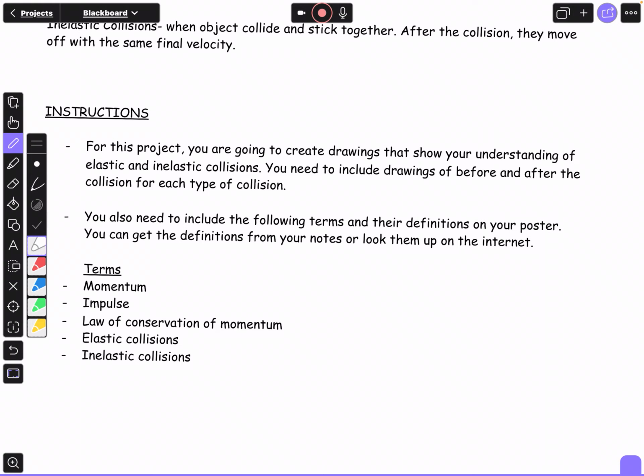Talking about collisions, you could, if you have a box, draw 2 boxes moving towards one another, this one this way, this one this way. That could be the before drawing, and then after, when they hit, this one moves off in this direction and this one moves off in the other direction, for an elastic one. But don't use boxes. That would be really simple. Do something that's more creative than that.